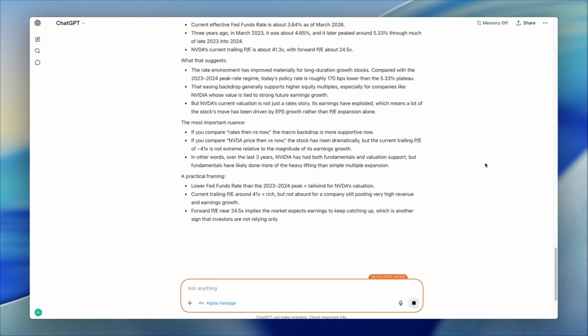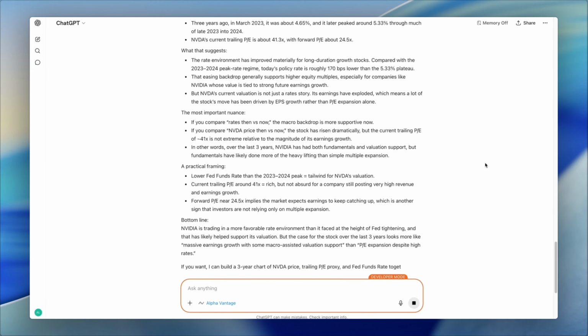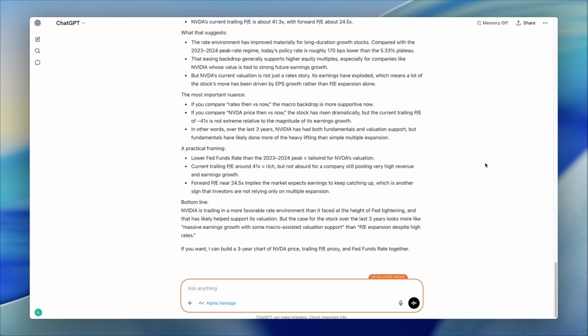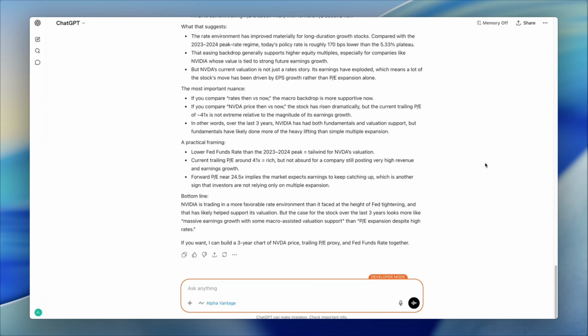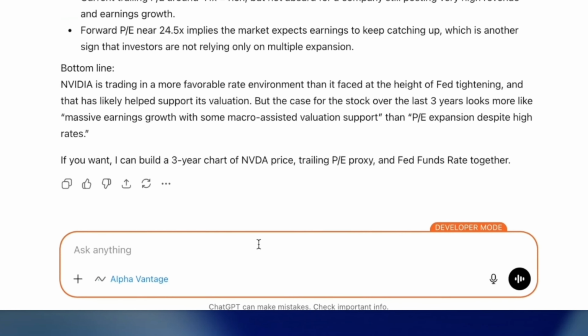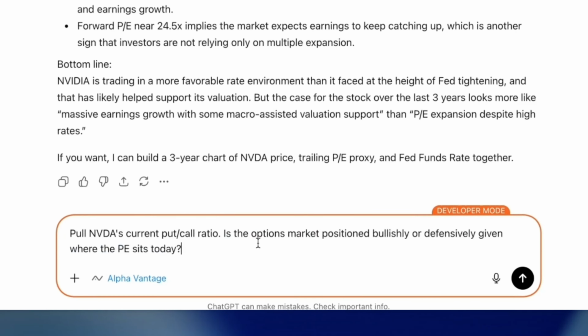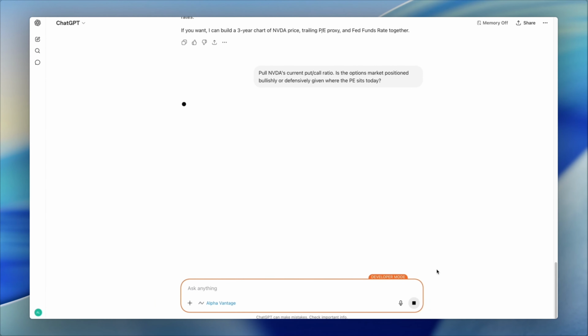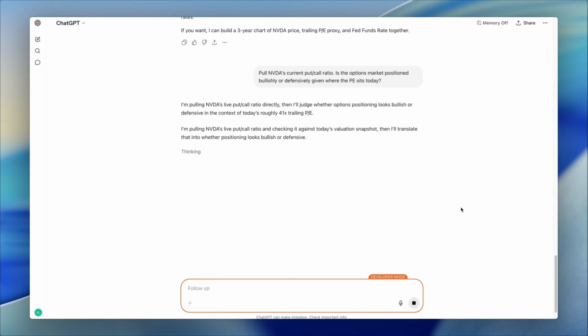To close out the NVIDIA story, let's check in with the options market. We've already seen that NVDA's PE compression over the last 2 years was driven by earnings growing into the valuation, not by rates coming down. So what does the derivatives market think happens next? I'll ask ChatGPT to pull NVDA's current put/call ratio and tell us whether options traders are positioned bullishly or defensively, given where the PE sits today.